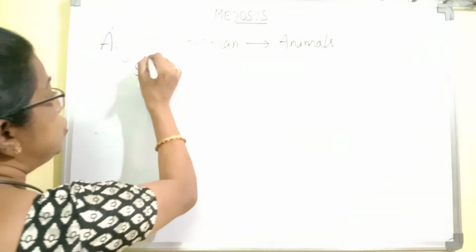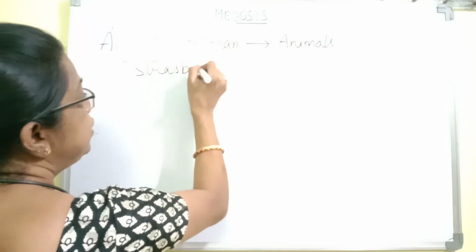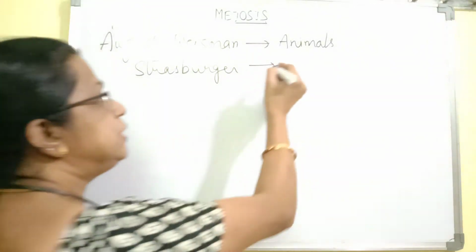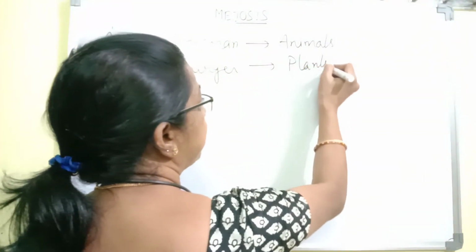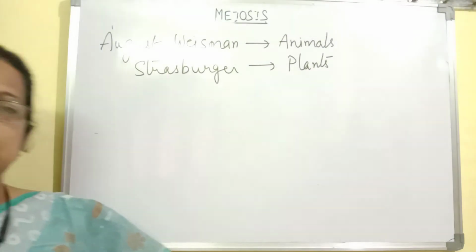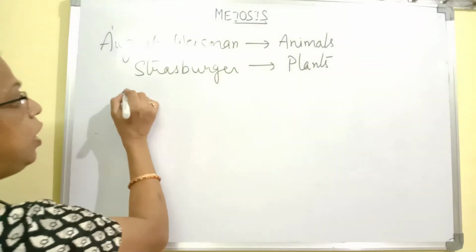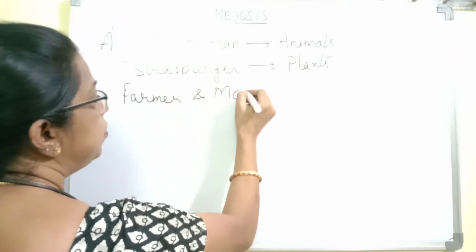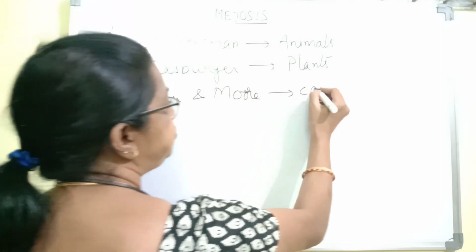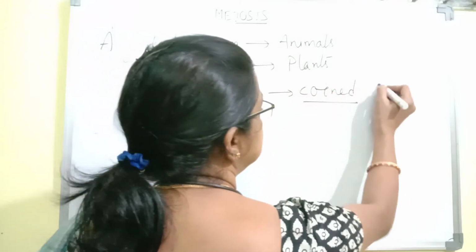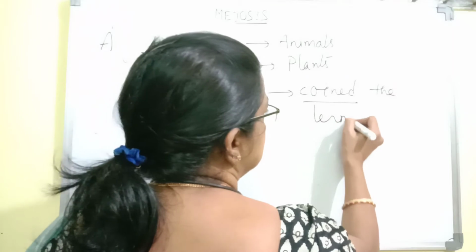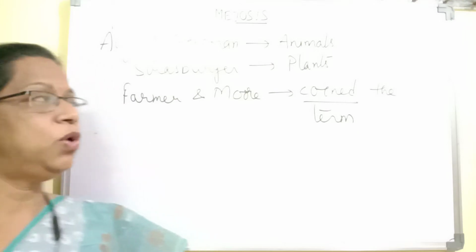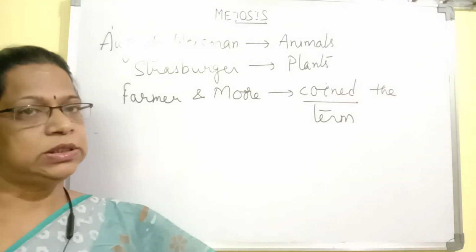Then Strasburger was the first one to study meiosis in plants. And the term meiosis was coined by the 2 scientists, Farmer and Moore. Farmer and Moore coined the term meiosis. So these are the 3 important scientists who are involved in the study of meiosis.